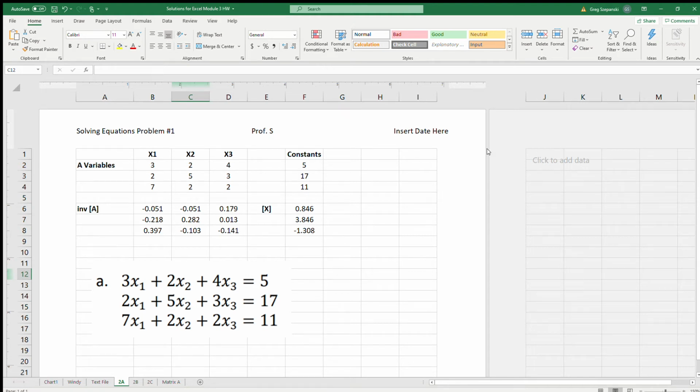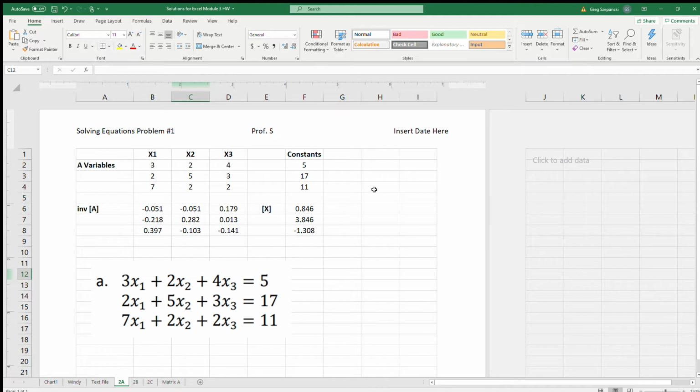Now, let's take a look at problem number 2 from Excel module number 3. For problem 2, you're given 3 sets of equations. Hopefully you remember from your math, when you're solving for multiple unknowns, you need to have at least the same number of equations as unknowns.